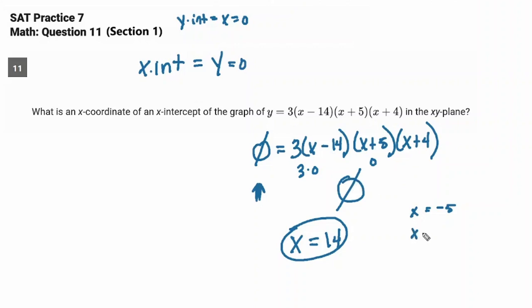And for the record, x could be negative 4, because negative 4 plus 4 is 0, and you get one 0 in here, and everything's 0. But the 14 is, I think, the easiest one to deal with because it's positive, and that makes it a little bit easier. Anyway, it's a very simple concept once you understand it. It comes up a lot. You get it right, you move on.